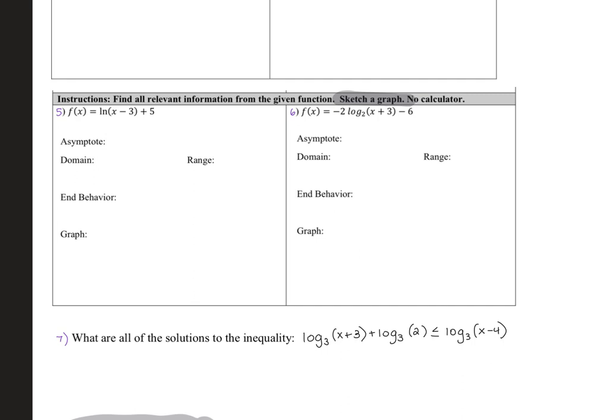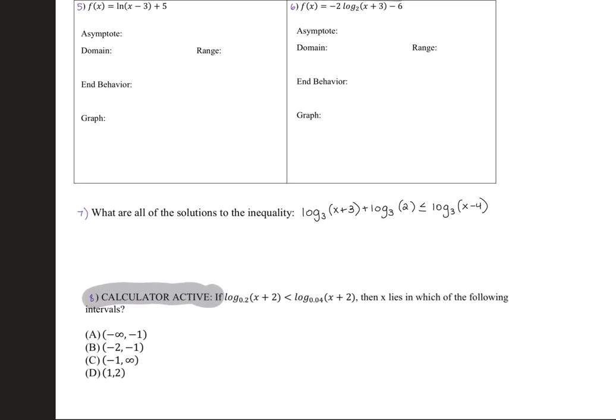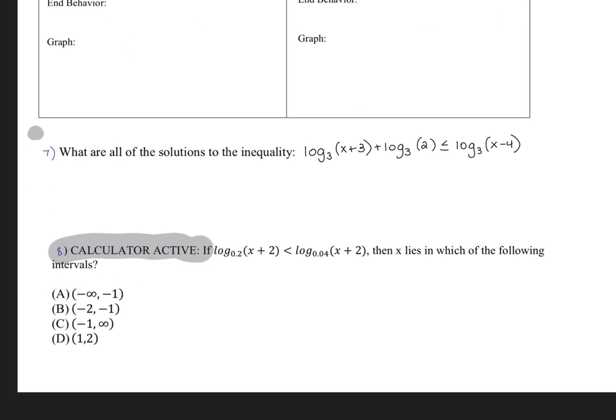If it's coming from the right, it's on the right-hand side, then it's plus, and if it's coming from the left, it's a minus. When you get to something like 7, so 7 came after your quiz, it says, what are all the solutions to the inequality? So the first thing you're going to do is condense that down, and then it's a one-to-one, so we can ignore the logs, we're going to solve it. But these are the ones you have to remember have a domain restriction, even though they don't mention it, right?